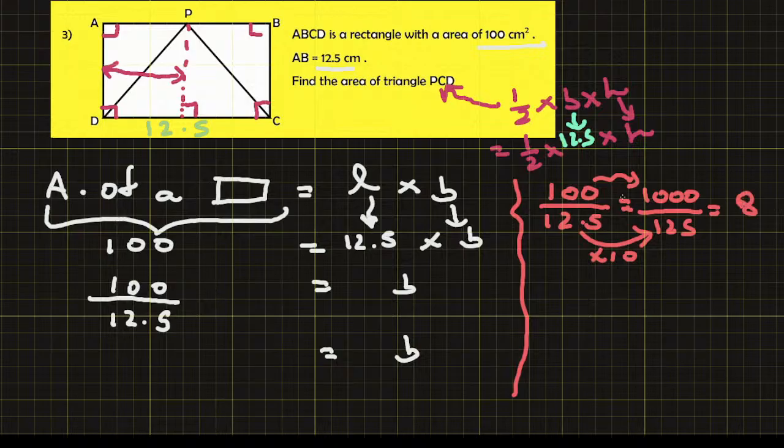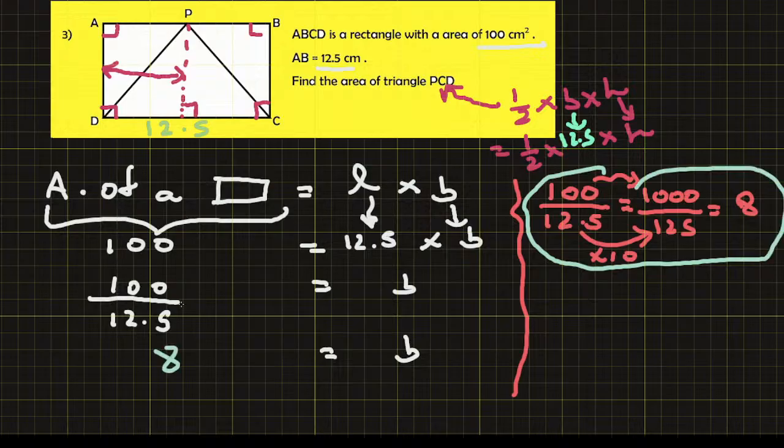But some of you would say, come on, we don't have to do so much working to find out what 100 divided by 12.5 is. We can simply use logic: how many 25s are there in 100? That's 4. So what is 12.5? That is half of 25. So there should be 8 12.5s in 100. Yes, that's all fine. If you can think in that way, that's really good. But the ones who cannot do that reasoning can also get the answer in this way. Got it? So the breadth of the rectangle is 8.